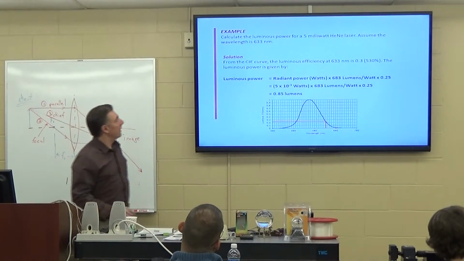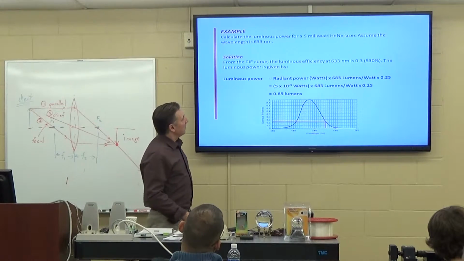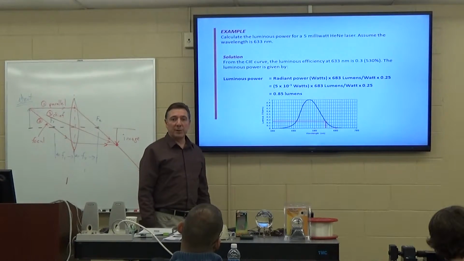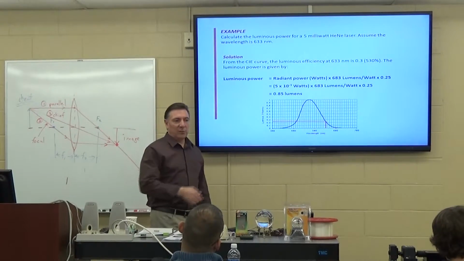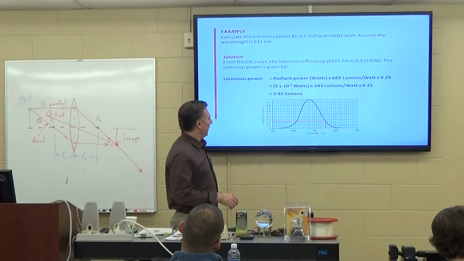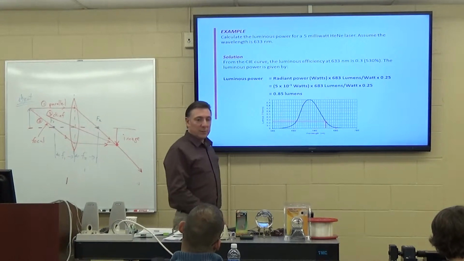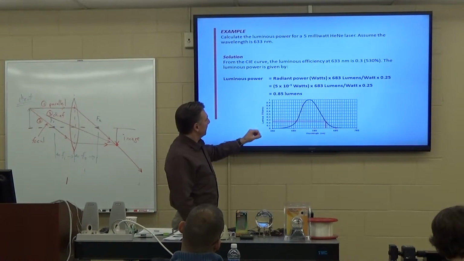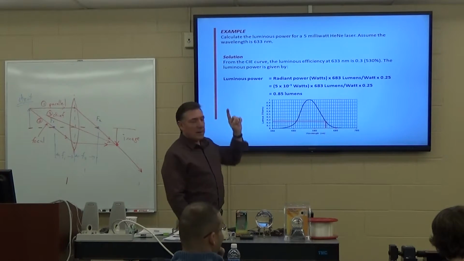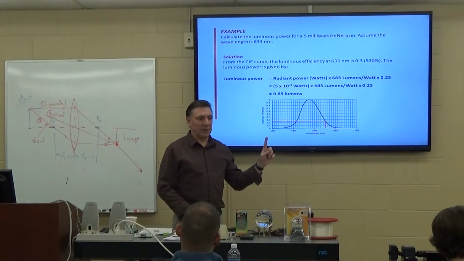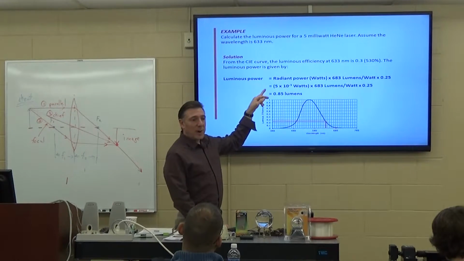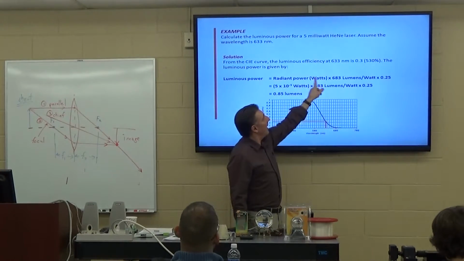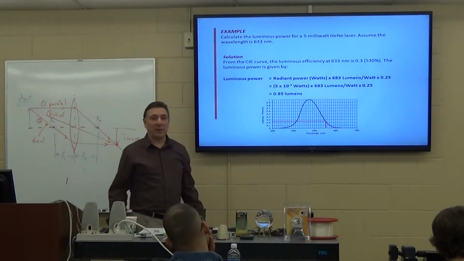Okay, so for example, calculate the luminous power for a 5 milliwatt helium neon laser. Assume the wavelength is 633 nanometers. Okay, red lasers we use in the lab. They're about 5 milliwatts. How many lumens does that produce? So if we take our radiometric power, which is 5 milliwatts, do not forget to do this. The units for lumens is radiant power measured in watts. So how many watts is 5 milliwatts? 0.005.